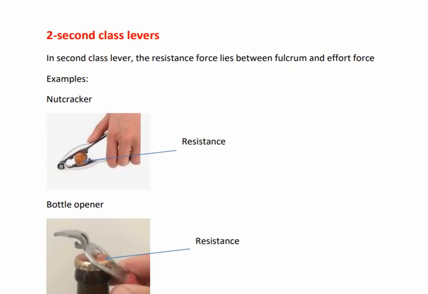Second class lever. In the second class lever, the resistance force lies between the fulcrum and the effort force. Example, nutcracker. Look at the nutcracker. The nut is in the middle, and the part which we hold with our hands is the effort force, and this point is the fulcrum.